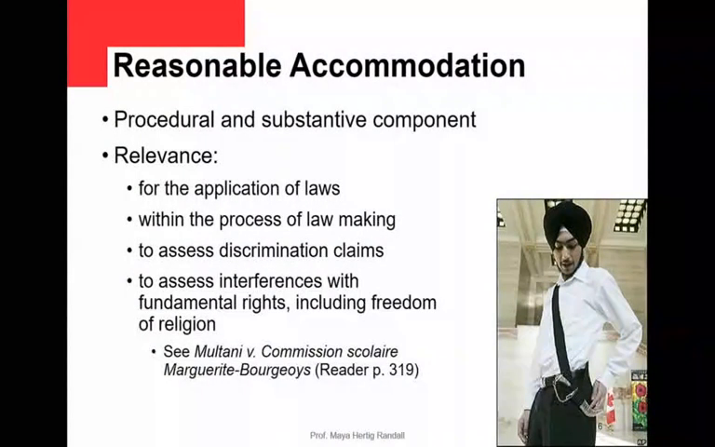So I already mentioned, when I refer here to the procedural component, that is the idea that you have to negotiate, that there should be a dialogue, and that dialogue might help the parties understand each other better, to understand the employer's needs, but also be more sensitive to the employee's needs, for example, in employment settings, and also be more sensitive to religions we simply may not be very familiar with.